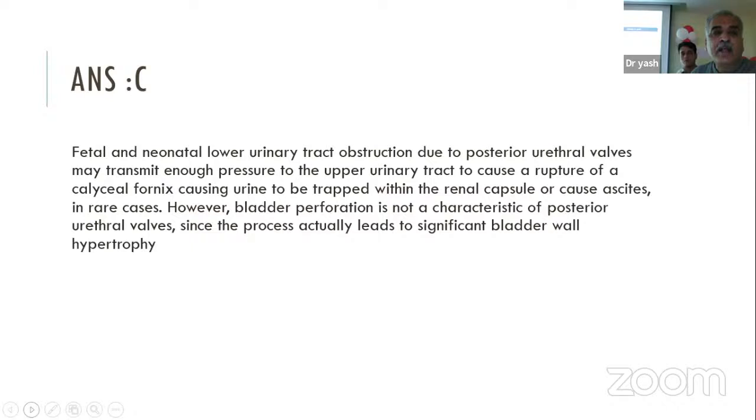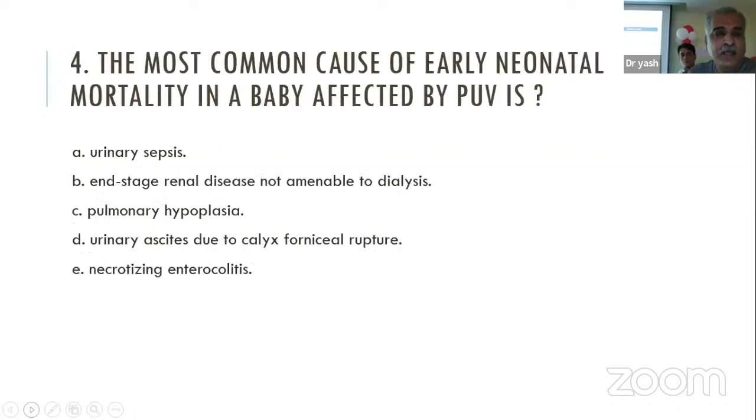However, bladder perforation is not a characteristic of posterior valve, since the process actually leads to significant bladder wall hypertrophy. So the rupture is almost not possible. The most common cause of early neonatal mortality in a baby affected by posterior valve: urinary sepsis, end-stage renal disease, pulmonary hypoplasia, urinary ascites, and necrotizing enterocolitis. So C, yes. The cause for early mortality, not morbidity, it's mortality, is pulmonary hypoplasia.